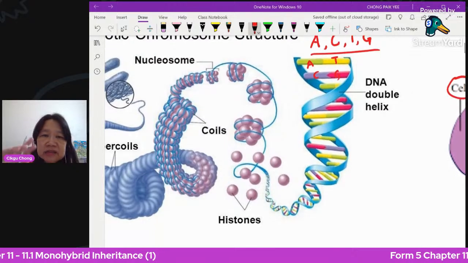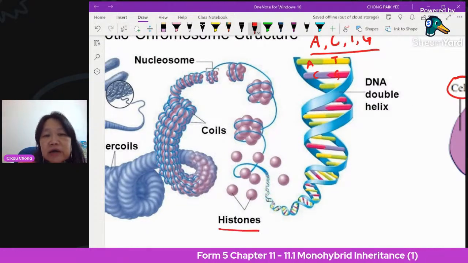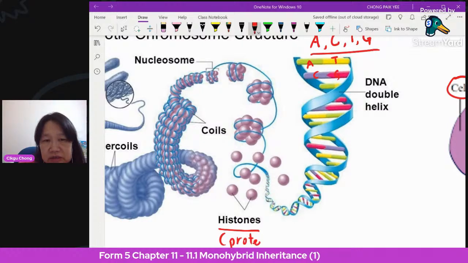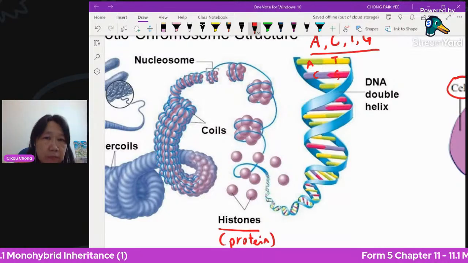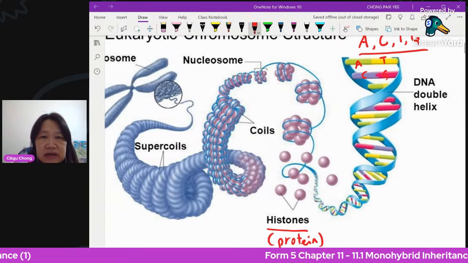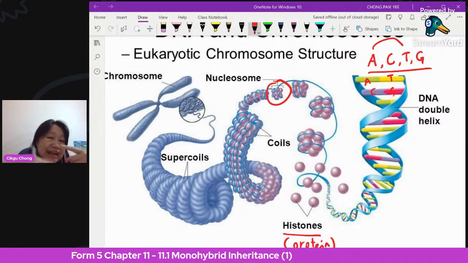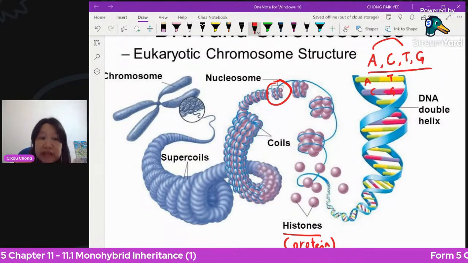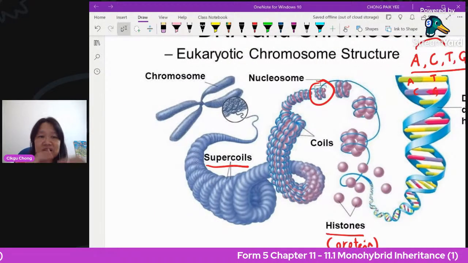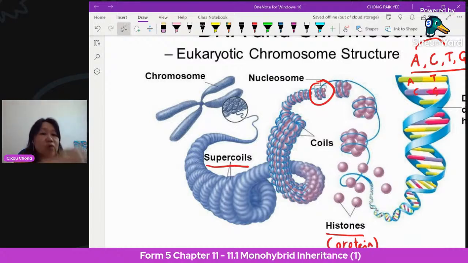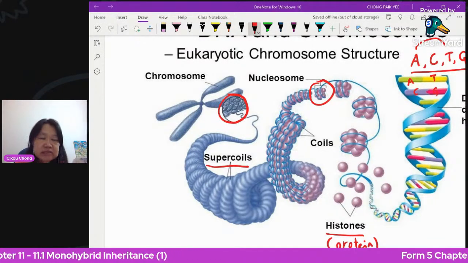Your DNA double helix coils around some histones. These are also proteins. Then these proteins coil with a few more histones, and all these coil up together. You will get a nucleosome. Don't worry about that. Then it coils tightly some more, and once you coil again some more, you call it a supercoil. The structure is so complicated. Coil upon coil, and then you will see all these tightly coiled strands, and that makes up your chromosome.